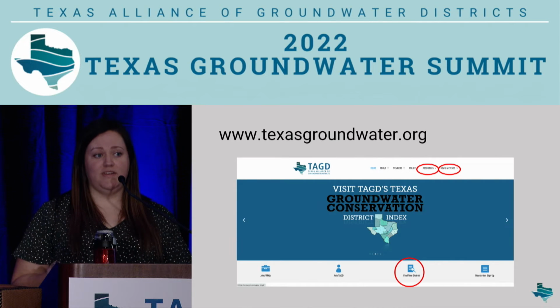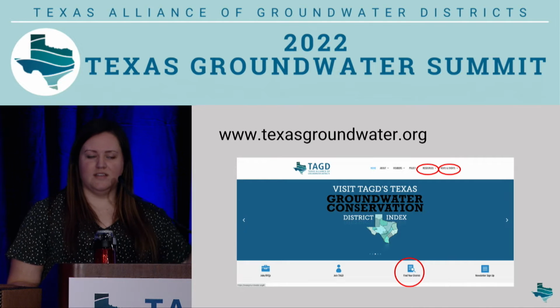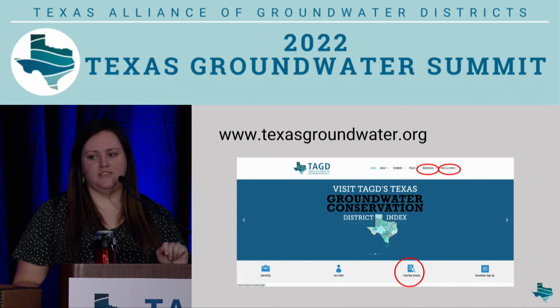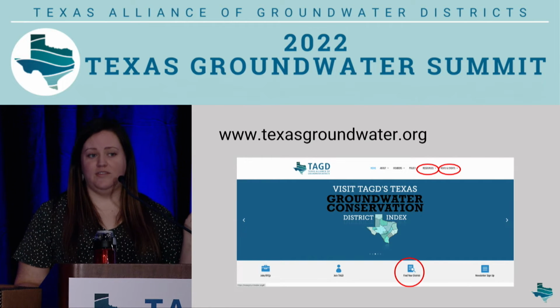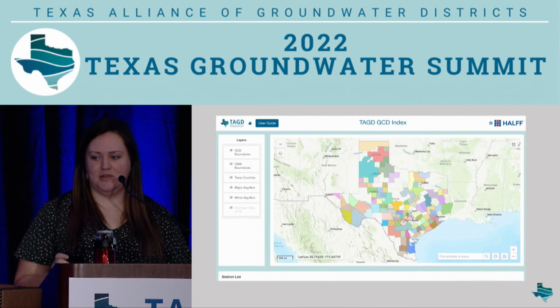First of all, if you want to find the GCD index, you'll find it on our website, texasgroundwater.org. You can click on the Find Your District icon, which is circled on the bottom, or you can go up to Resources. I've also circled News and Events, where you can sign up for our newsletter if you would like. Just have to give myself a plug.